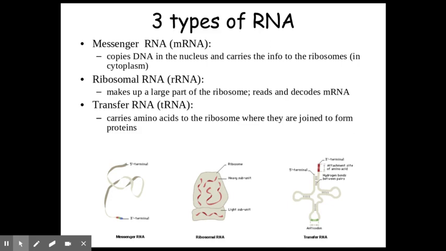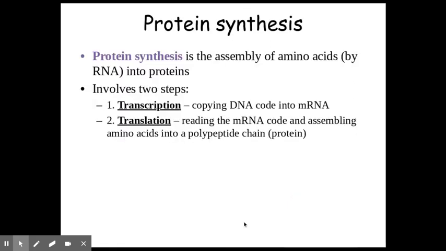The last RNA is called transfer RNA or tRNA, and this is what brings in the amino acids to the ribosome. They're joined together, those amino acids do, and they form the protein. So protein synthesis is basically taking those amino acids that the tRNA brings in and it joins them together in order to form that protein.